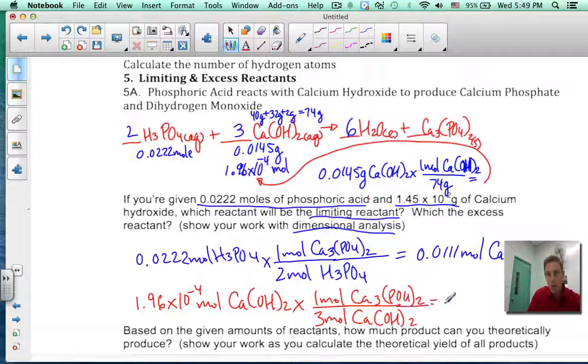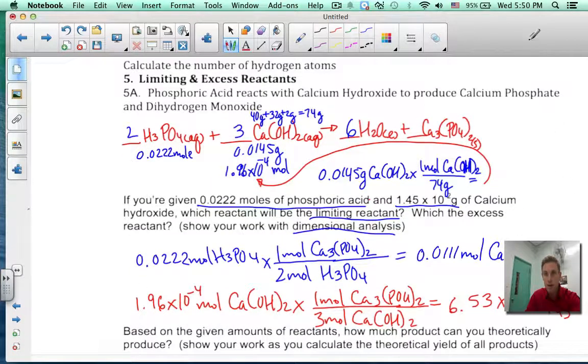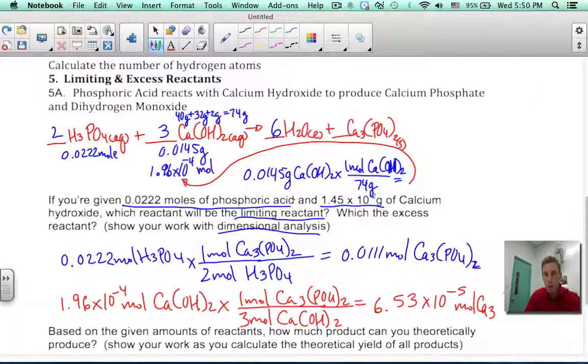Then what we get is, let's take that number, 1.96 times 10 raised to the negative 4. If I divide that by 3, because multiplying this times 1 and dividing by 3 is the same as just dividing it by 3, what I get is 6.53 times 10 to the negative 5 moles of calcium phosphate. Got to scroll over a little bit, there we go.